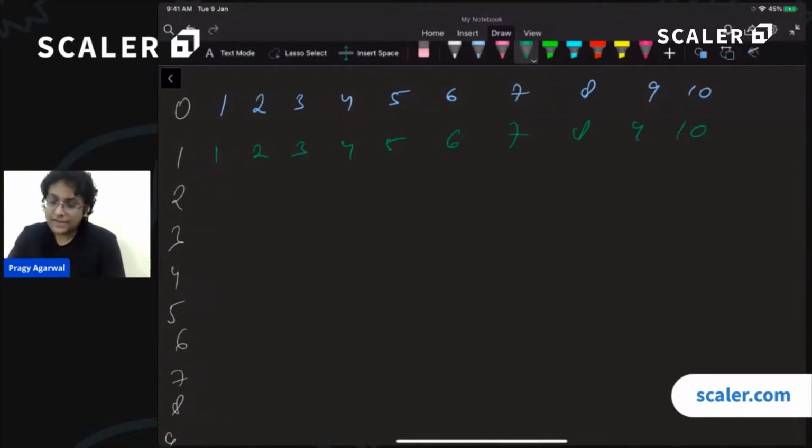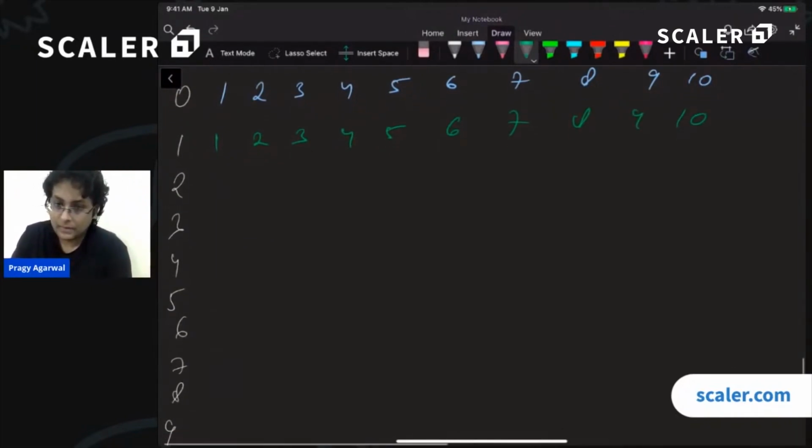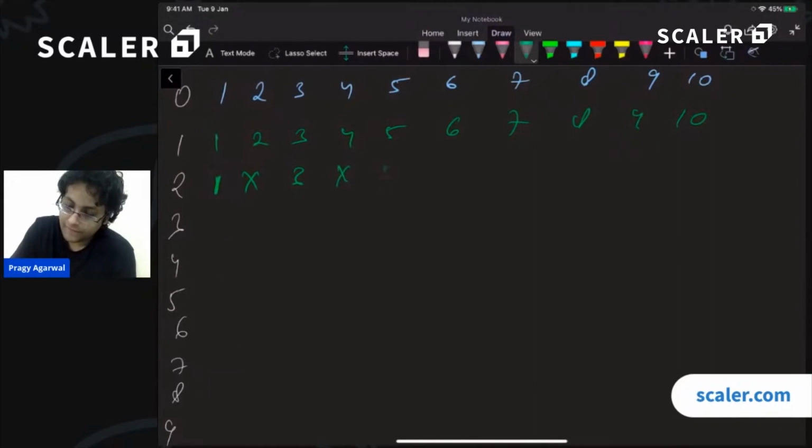Right? After the second step, what happens? After the second step, 1 is open, 2 is closed, 3 is open, 4 is closed, 5 is open, 6 is closed. Right? 7, 9, these are closed now.